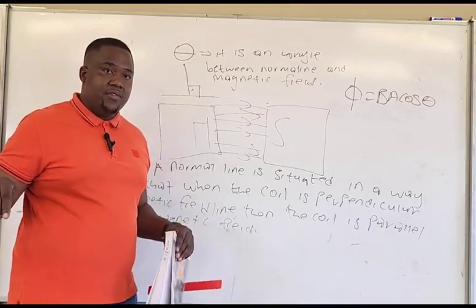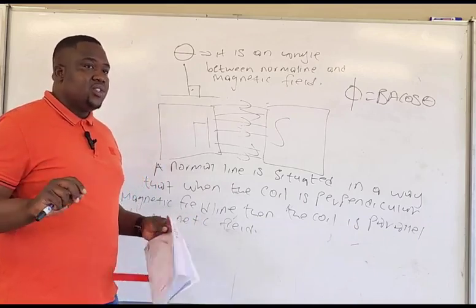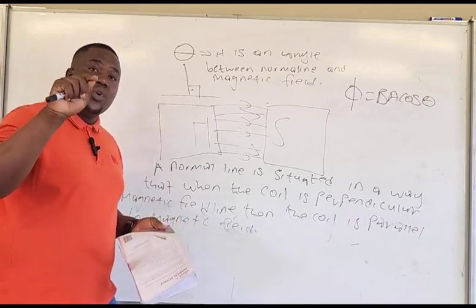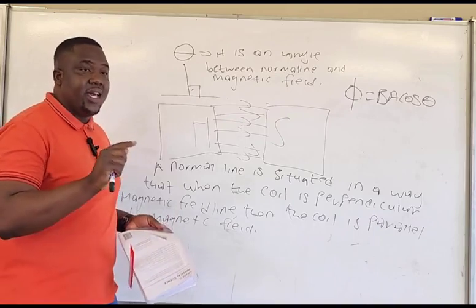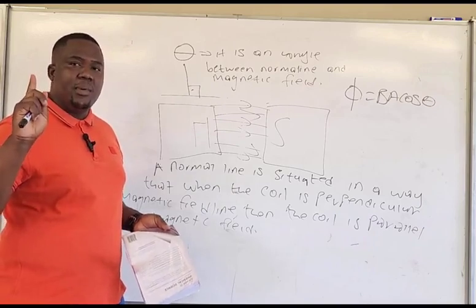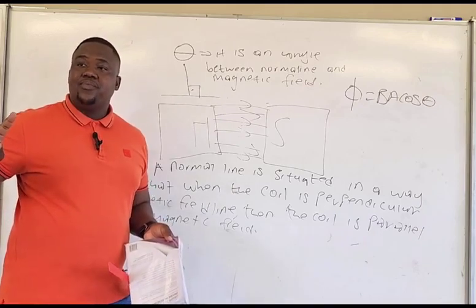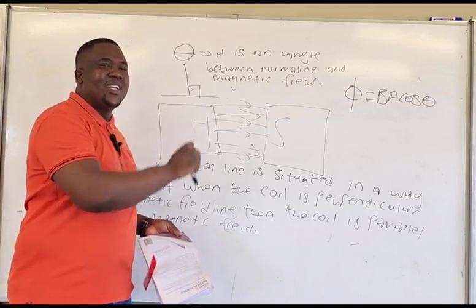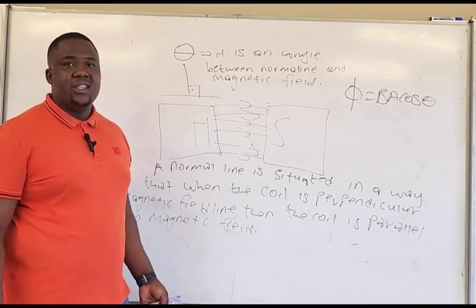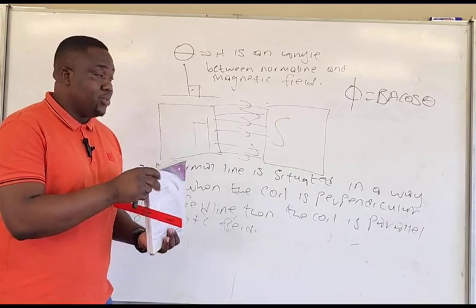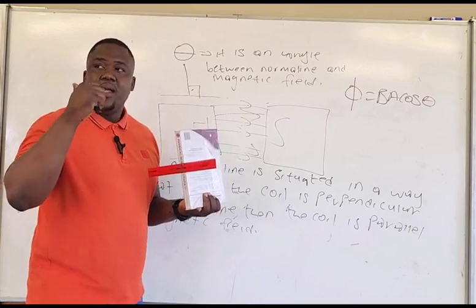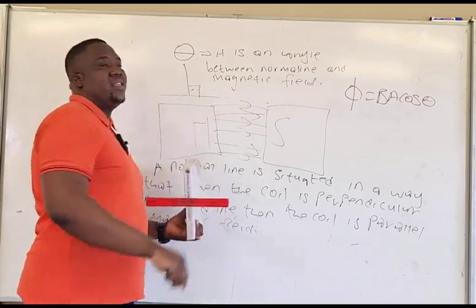Okay, let me explain the same process again. Look. Each and every coil has a normal line. I'm repeating because I know it's difficult for you as learners to understand. Each and every coil, whether a coil is circular, rectangular, or square, has a normal line. But the way a normal line is positioned in the coil is such that when the coil is parallel to the magnetic field line, the normal line is perpendicular to the magnetic field line. When the coil is perpendicular to the magnetic field line, the normal line is parallel to the magnetic field lines.